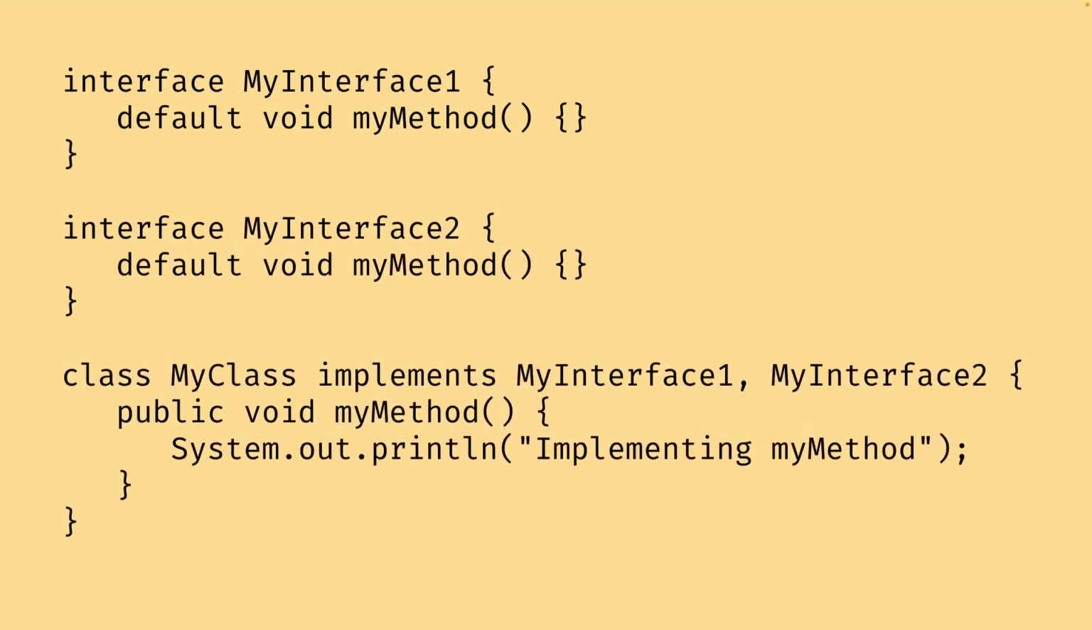Here's an example of conflicting methods in interfaces. In this example, my class implements both the myInterface1 and myInterface2 interface, both of which have a method with the same signature. These are methods that are implemented, but due to the limited space on my slide, they're empty. That doesn't change the situation here though. There's a conflict. To resolve the conflict, the class must provide an implementation for the myMethod method.